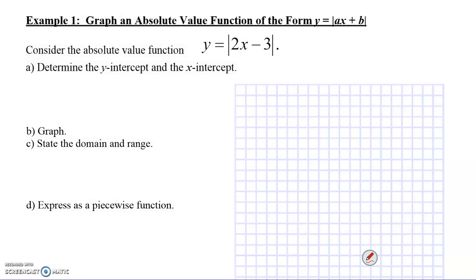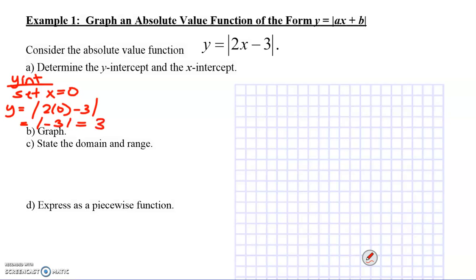Again, it's y equals the absolute value of 2x minus 3. First, we're going to find the y and the x-intercept. So anytime you want to find a y-intercept, you set x equal to 0. So when I plug in a 0 into the x spot, I get 2 times 0 minus 3, which ends up being the absolute value of negative 3. But we know that that absolute value has to come out as a positive because it represents how far away it is from 0. So the y-intercept is at 3.